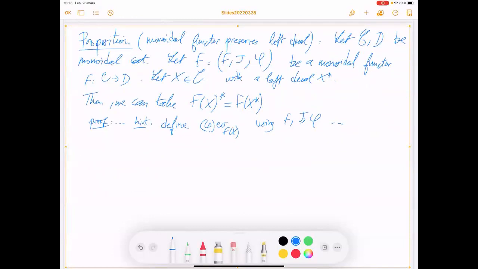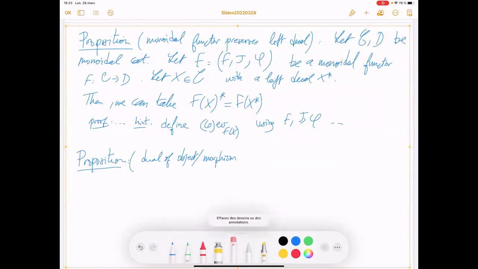Okay, so proposition. Now this proposition will be about how the dual of morphism of objects deals with the composition and tensor product.